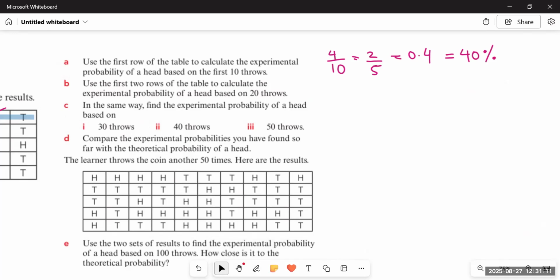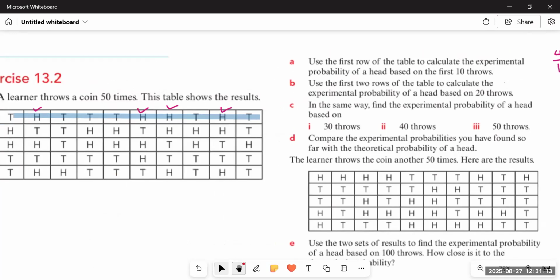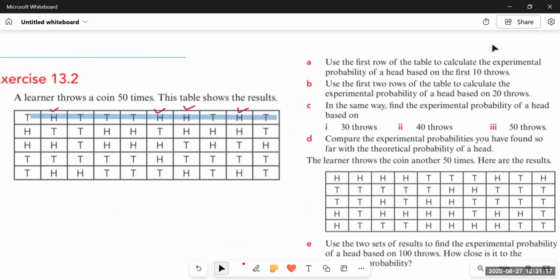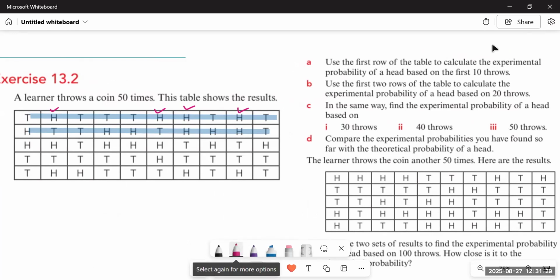After that, what do we have to do? Let's get back to the question. Use the first 2 rows of the table to calculate the experimental probability of a head based on the 20 throws. Now we have to look at the first 2 rows. Since we are already done with part 1, that is the first row, now we will move to the second row. In the first row, we had 4 heads. Now let's look at how many heads we have in the second row. 1, 2, 3, 4, 5, and 6. So 6 plus 4 makes 10.